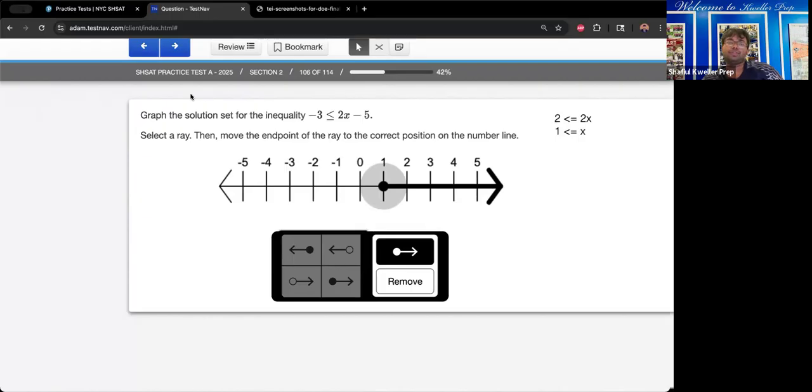Because 2 is less than or equal to 2x, 1 is less than or equal to x. That means x is greater than or equal to 1. So, yeah. Does anyone have any questions on this? For this one, you would just have to click the correct direction and then plot it.